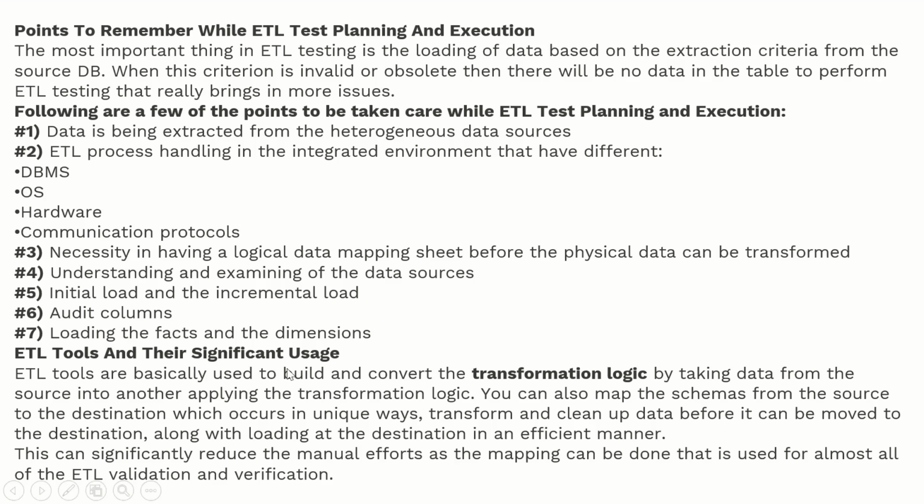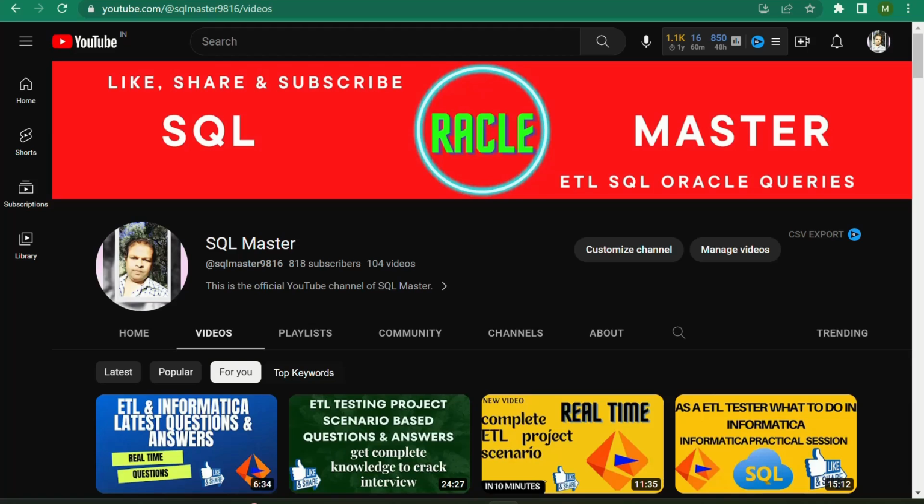So, ETL tools and their significant usage. ETL tools are basically used to build and convert the transformation logic by taking data from one source to another, applying the transformation logic. You can also map the schemas from the source to destination, which occurs in unique ways. That is, transform and clean up data before it can move to the destination, along with loading at the destination in an efficient manner. This can significantly reduce the manual effort, as the mapping can be used for almost all of the ETL validation and verification.